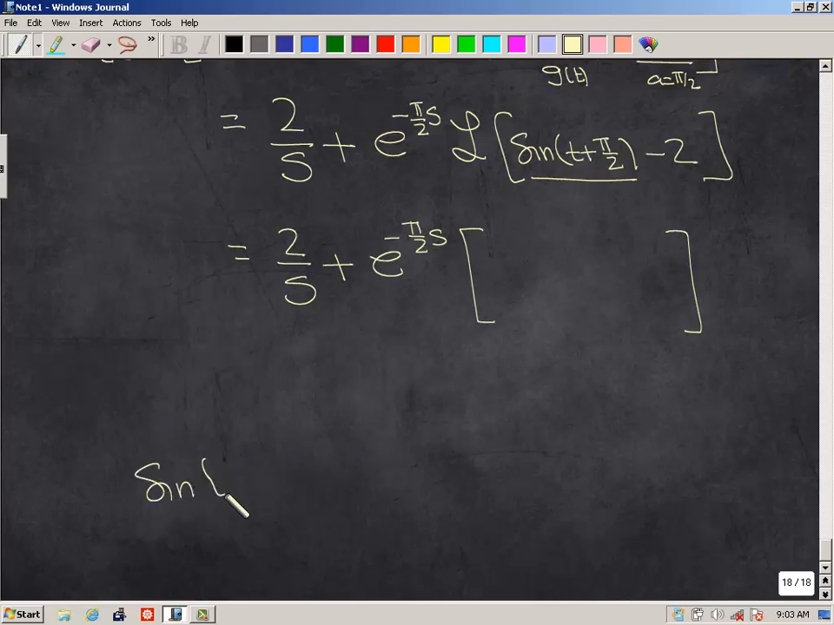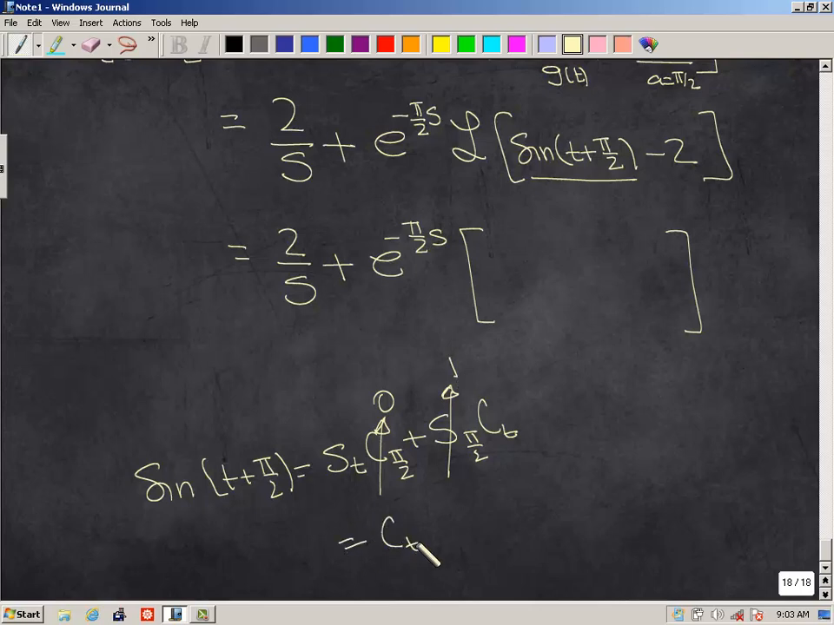What is sine of t plus pi over 2 from trig? It's the sine of the sum of two angles, right? It's sine of t cosine of pi over 2 plus sine of pi over 2 cosine of t. We know cosine of pi over 2 is 0, sine of pi over 2 is 1, so this just gives you cosine of t. So this is just cosine of t.